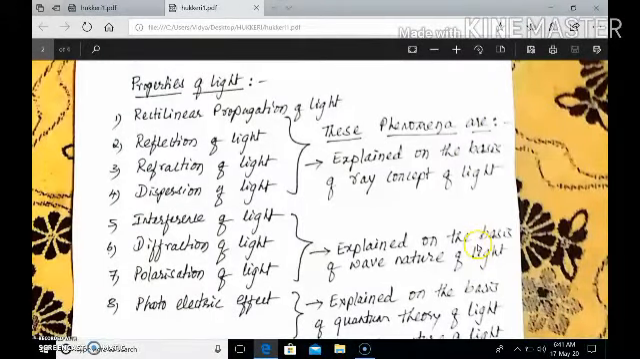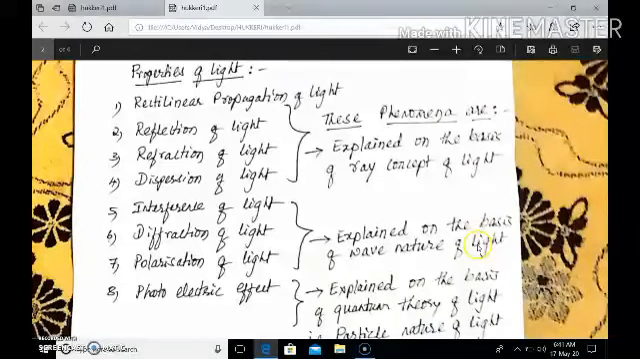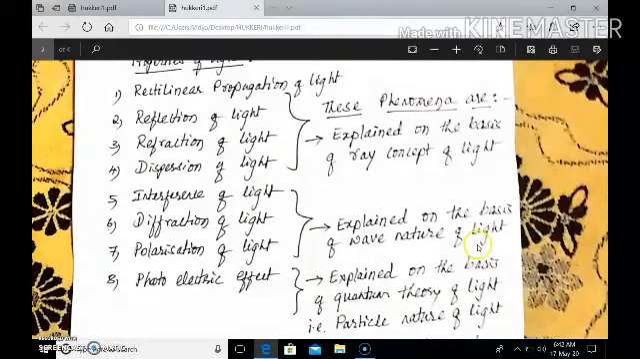The various properties of light: rectilinear propagation of light, reflection of light, refraction of light, dispersion of light, interference of light, diffraction of light, polarization of light, photoelectric effect. So the first four properties of light can be explained on the basis of the ray concept of light, assuming that light travels along a straight line.